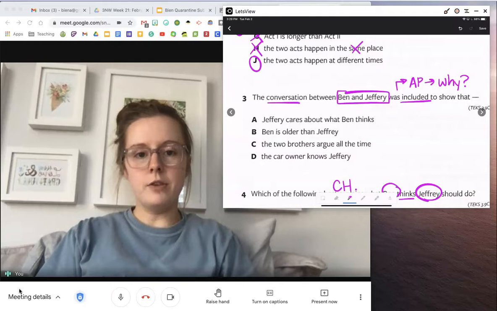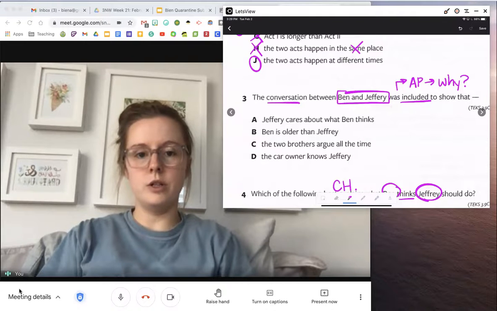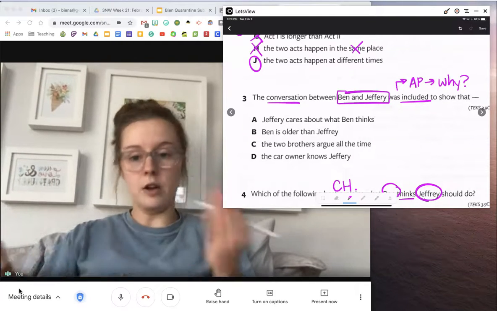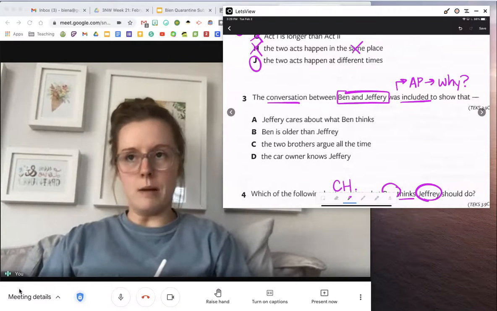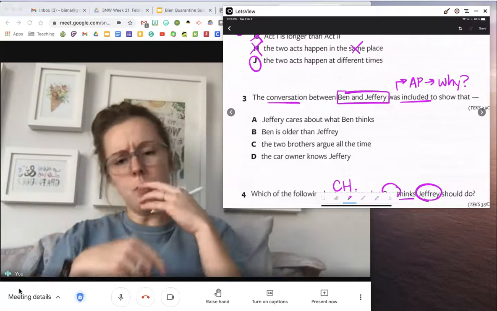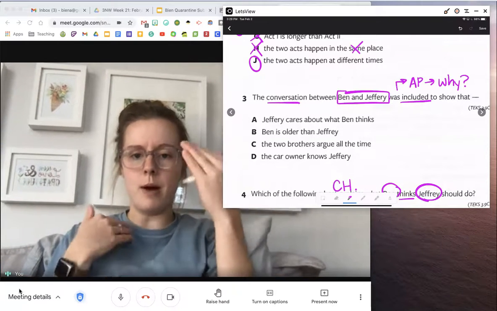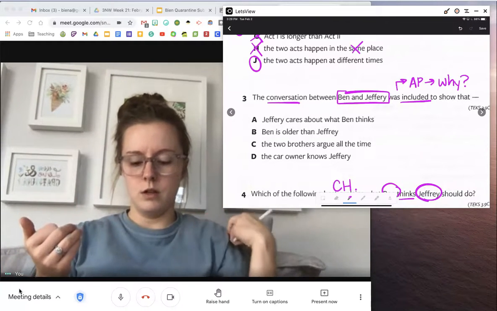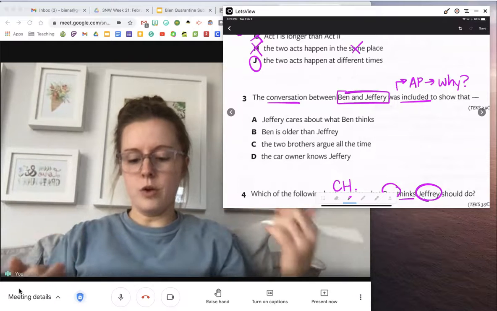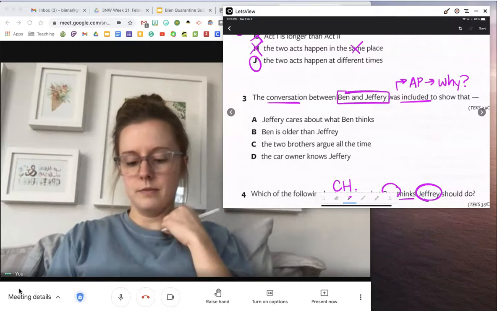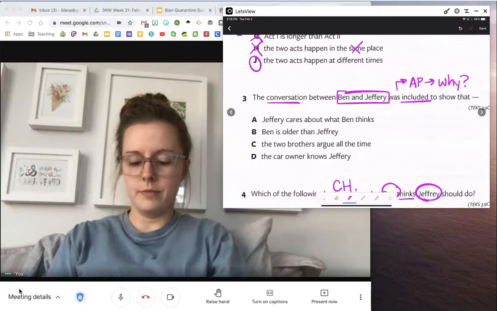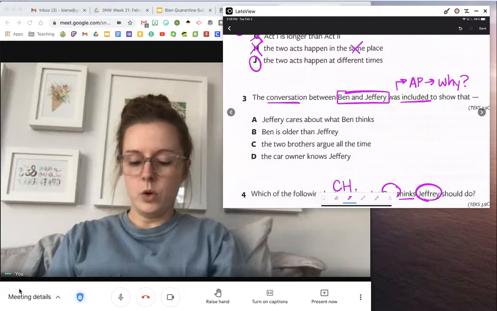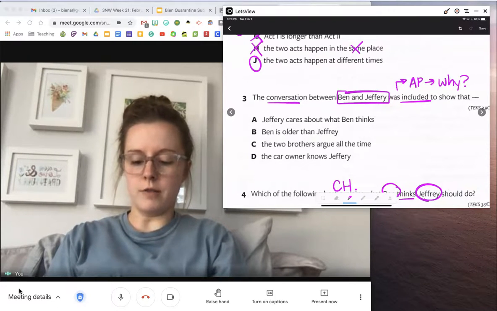Number 3 says the conversation between Ben and Jeffrey was included to show that. So why didn't the author just tell us a story like, once upon a time, Ben and Jeffrey were riding their bikes. Jeffrey crashed into a car and Ben was very worried about him. The 2 boys, like, why didn't they tell it like that? Why did they have them go back and forth in a conversation? Was it to show that Jeffrey cares about what Ben thinks? Was it to show that Ben is older than Jeffrey? Was it to show that the two brothers argue all the time? Or was it to show that the car owner knows Jeffrey?